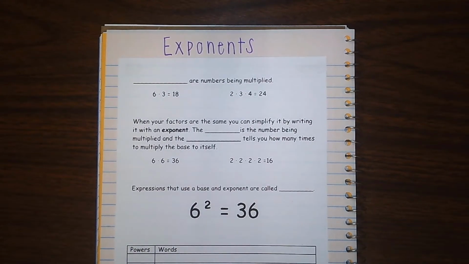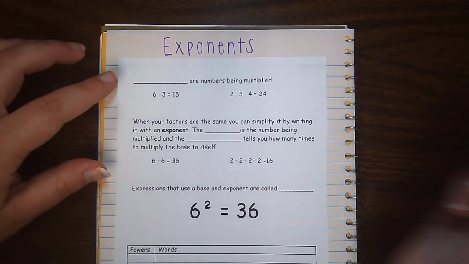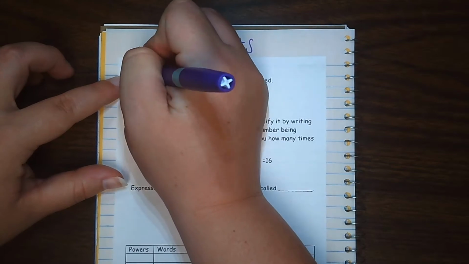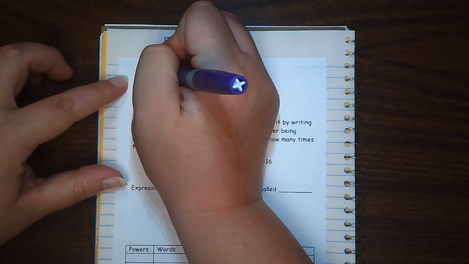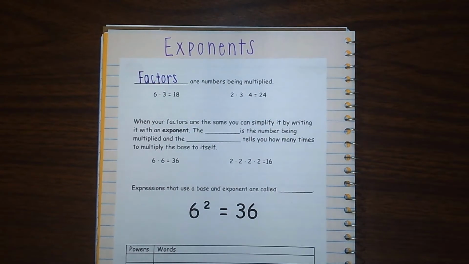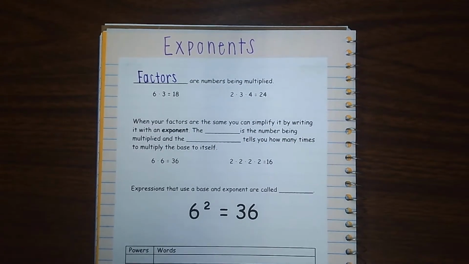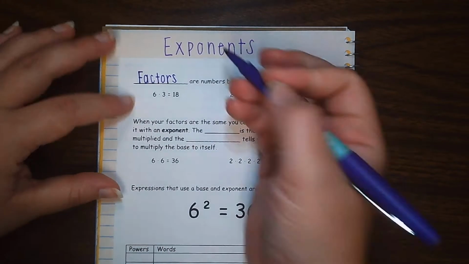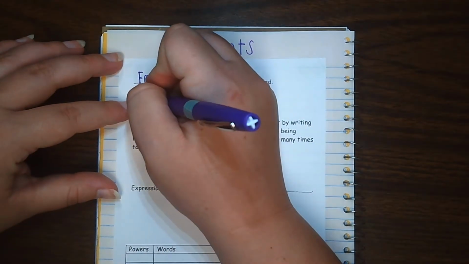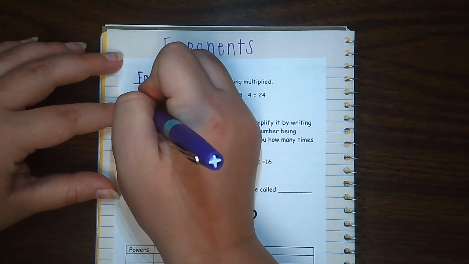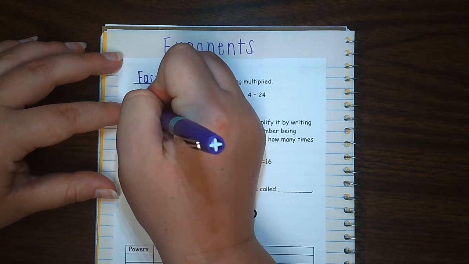It says blanks. A blank are numbers being multiplied. The blank that goes in there is factors. Factors are numbers that are being multiplied. So I've got some examples down here. When I'm looking, 6 and 3, those are being multiplied. So those are called factors.